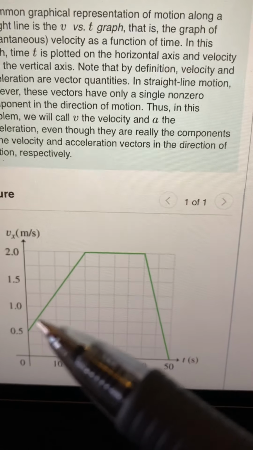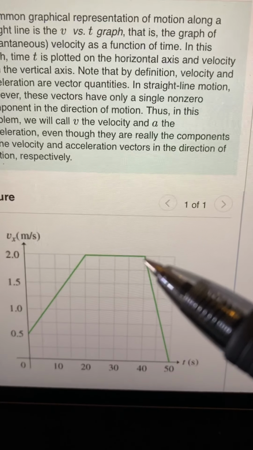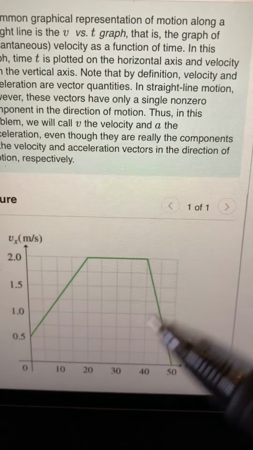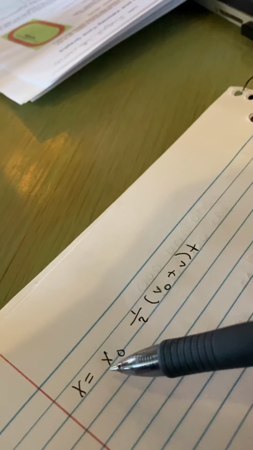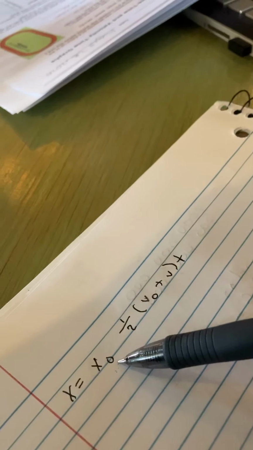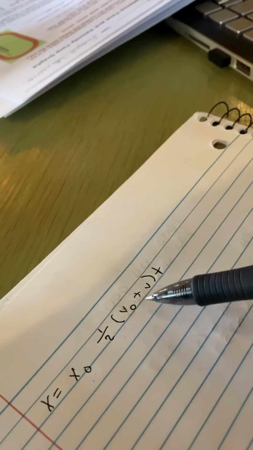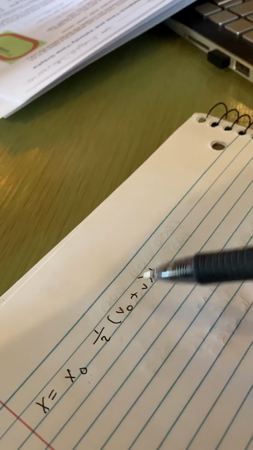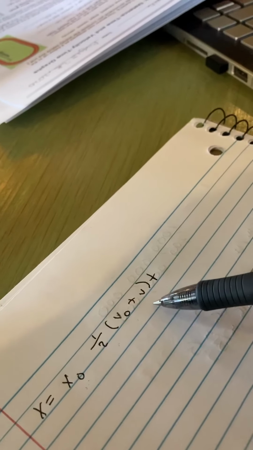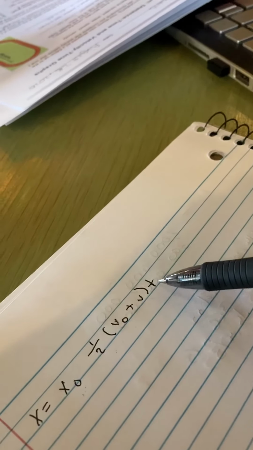So once you have the distance of this line segment, the distance of this line segment, and the distance the particle traveled for this line segment, you add them all up. The formula you're gonna use is this one. x equals, so you have distance equals initial starting point, which is 0 in this case. It's going to be 0 for each segment you do. Half times initial velocity, which depending on the section is going to be either 0.5 or 2, plus velocity, which again is going to be different depending on which segment you're on, and time. We have time for all three.